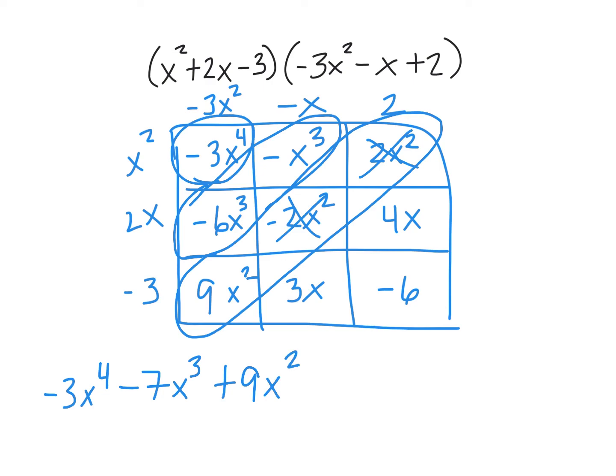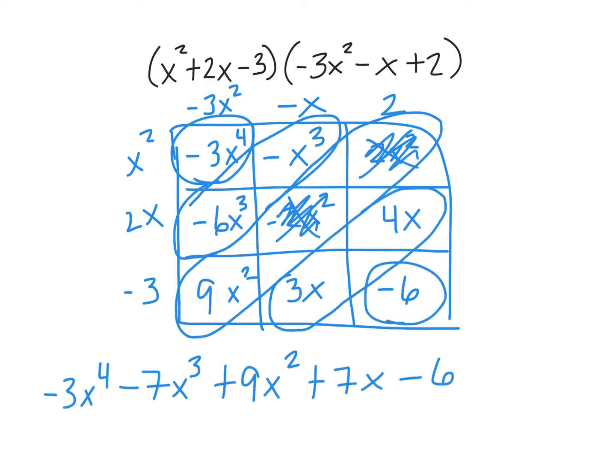If that confused you on how these cancel out, then just add them up. 9 minus 2 is 7. 7 plus 2 is 9. And you're back where you started. And then we're left with the x's. 3x and 4x gives you positive 7x. And then lastly, the number without the variable, negative 6.